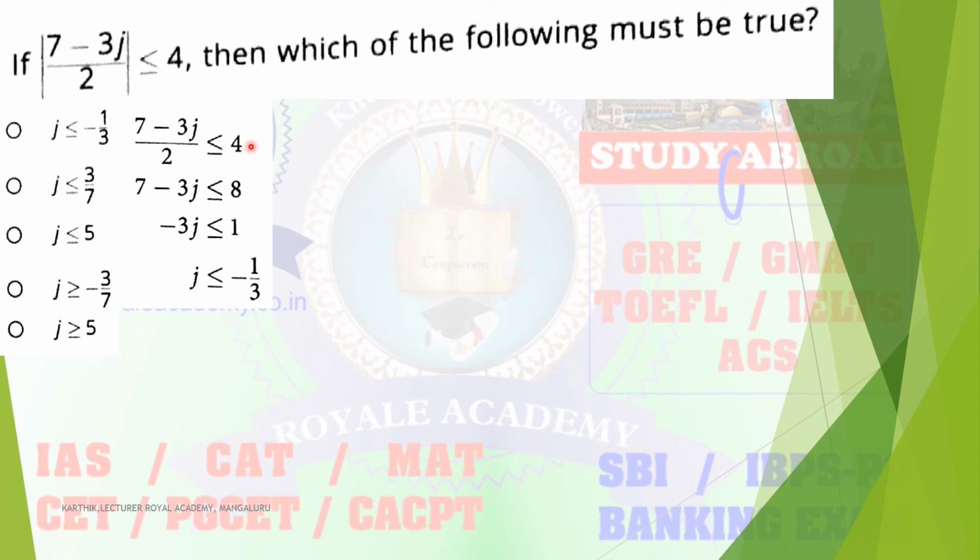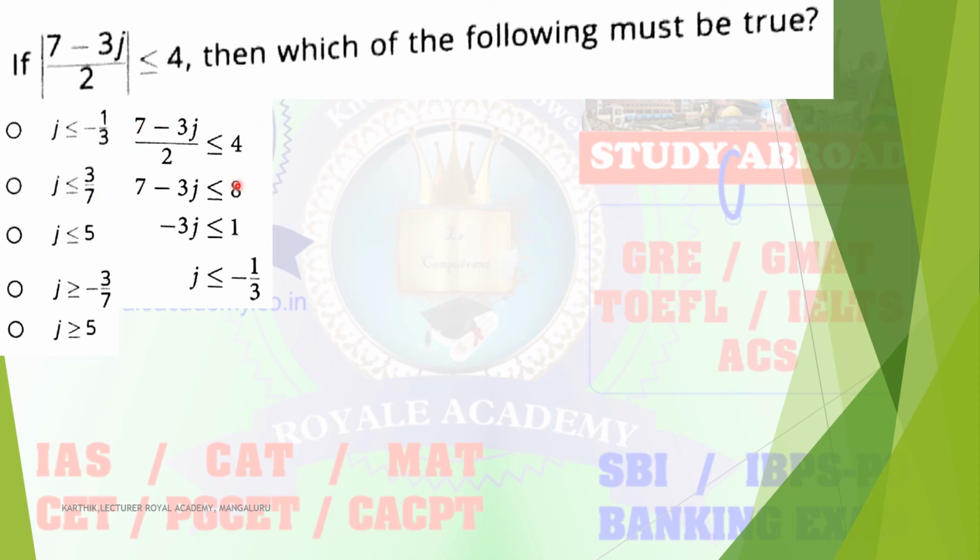So 2 goes to the right hand side. So 7 minus 3j is less than or equal to 8. Then 3j is less than or equal to 8 minus 7, which is nothing but 1. So j is less than or equal to minus 1 by 3. So the first option is correct.